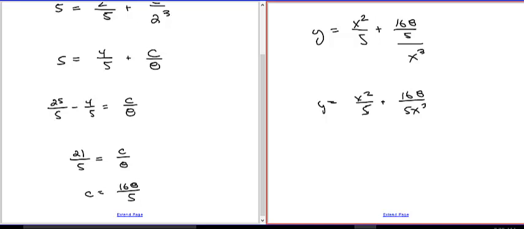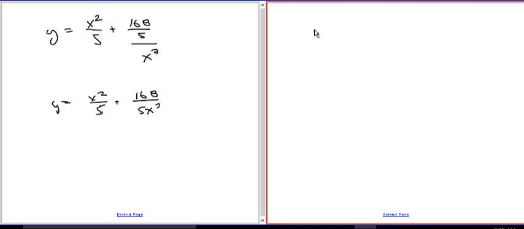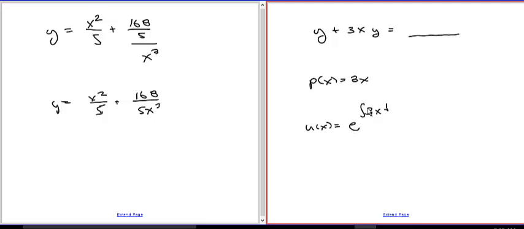So let's just think about what we would do in that situation. So let's say your first order linear differential equation ended up being something like 3x times y is equal to something. Okay, I'll decide the something in a second because I want to make it so it'll work out. So what you would do in this case is p of x would be 3x instead of 3 over x. And when you calculate the integrating factor, you'd have e to the integral of 3x dx.